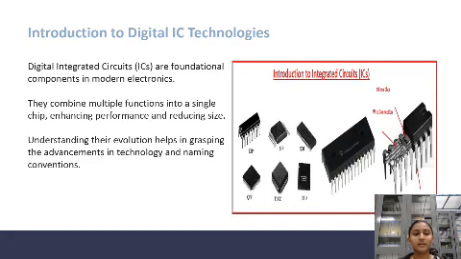Introduction to digital IC technologies. Digital integrated circuits are foundational components in modern electronics. They combine multiple functions into a single chip, enhancing performance and reducing size. Understanding their evolution helps in grasping the advancements in technology and naming conventions.